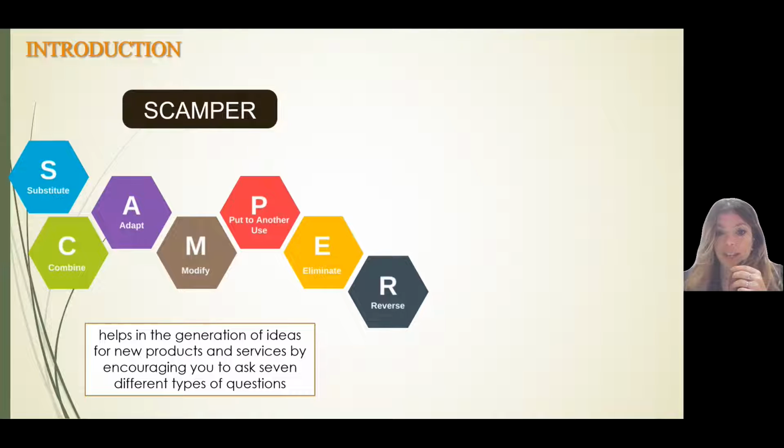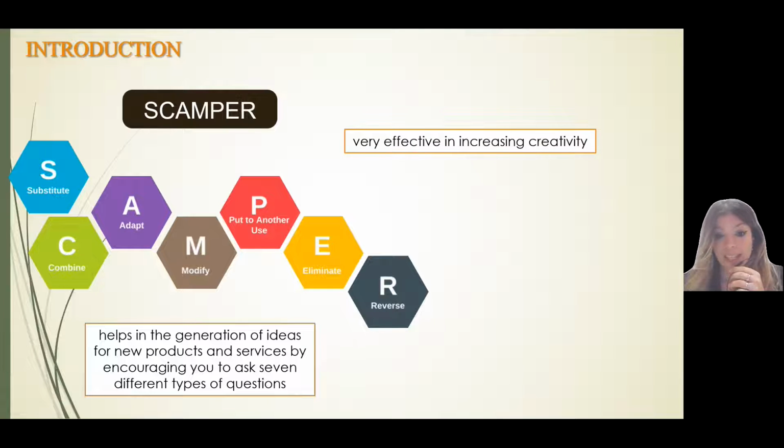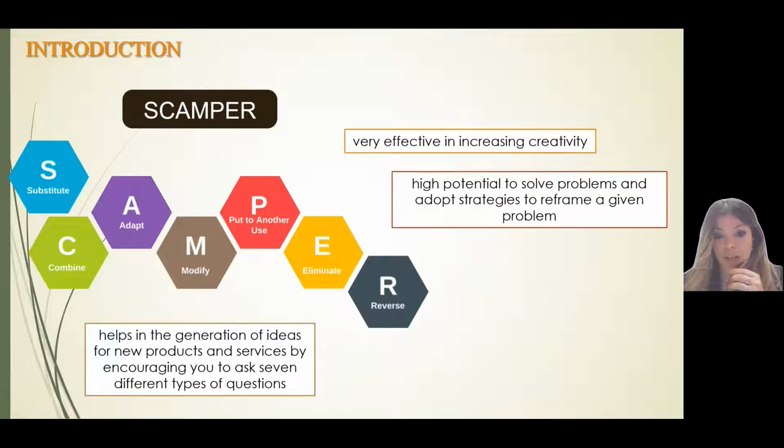Well, the Scamper technique allows to approach and solve a problem by addressing 7 keywords, from which it takes its name. In this way, it encourages generation of creative ideas by asking several questions. Those keywords comprise substitute, combine, adapt, modify, put to another use, eliminate, and rearrange. This technique has been proven to be very effective in increasing creativity, exhibiting a high potential to solve problems and adopt strategies to reframe a given problem.